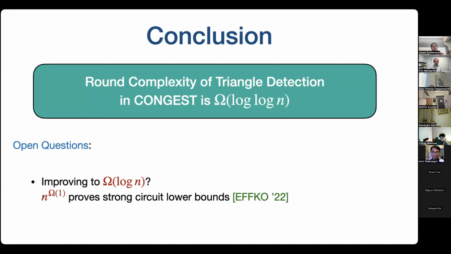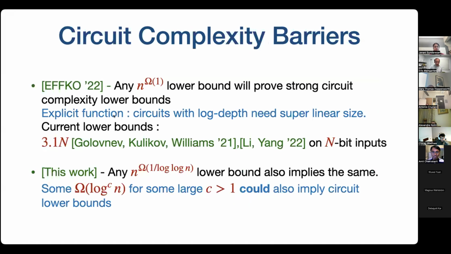We said very strong lower bounds, n to the omega of 1, are going to give you circuit lower bounds. So I'll say maybe a couple of sentences about this now. What the Eden et al. paper gives is, if you prove an n to the omega of 1 lower bound for this problem, you're going to give an explicit function where circuits with log depth need superlinear size. But this is a long-standing problem that we have not been able to make progress on.